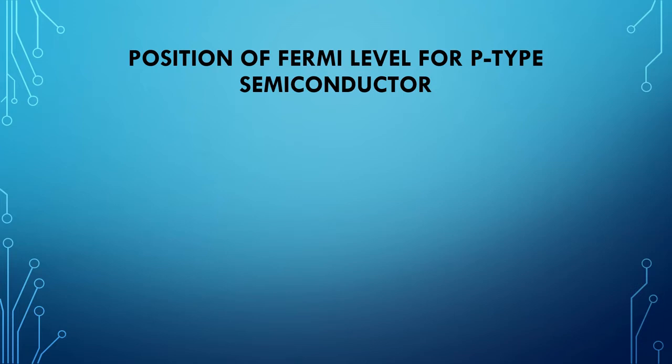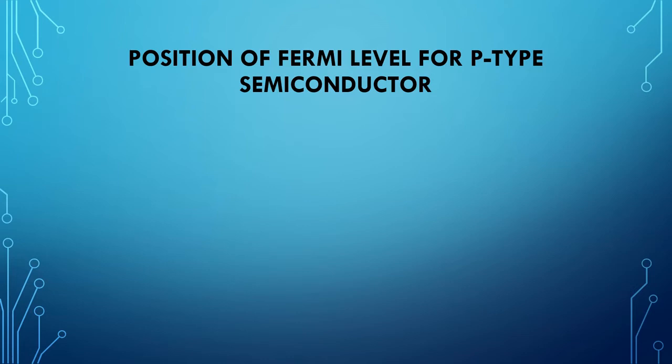So what is a p-type semiconductor? P-type semiconductor means a pure or intrinsic semiconductor is doped with a group 3 element. Group 3 elements are like indium, boron, aluminium, gallium, which create excess holes, right? So for p-type semiconductor, the majority carriers are holes and the minority carriers are electrons, right? We already discussed this topic.